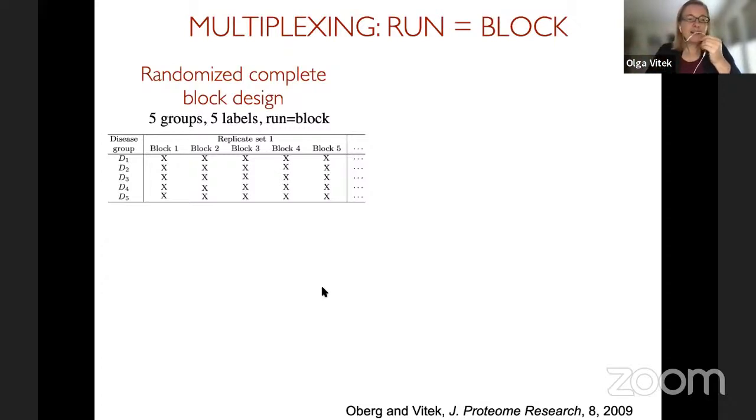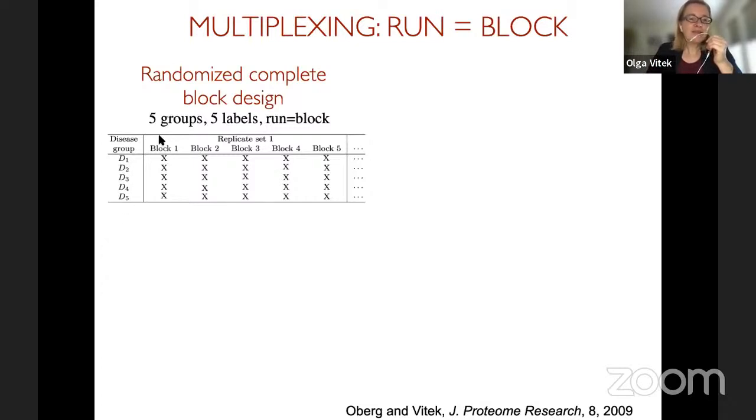So this is a simplification, from an older paper that I wrote with Anne Oberg a long time ago, and it turns out to be very relevant currently. Let's say we have 5 disease groups, and let's say we also have a multiplex experiment with 5 labels, just so that I can draw the picture easily. So then things are kind of clear.